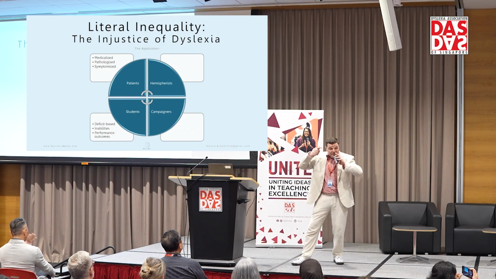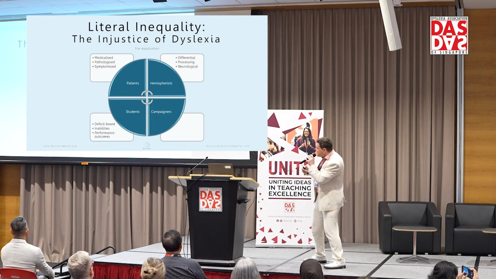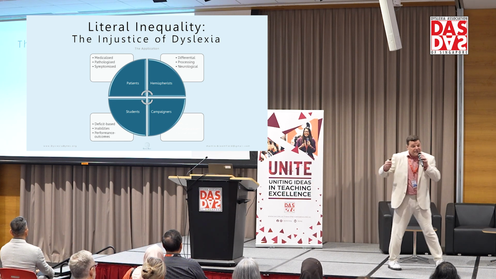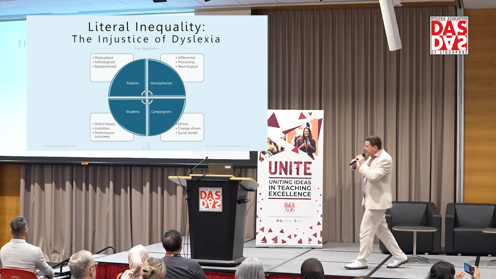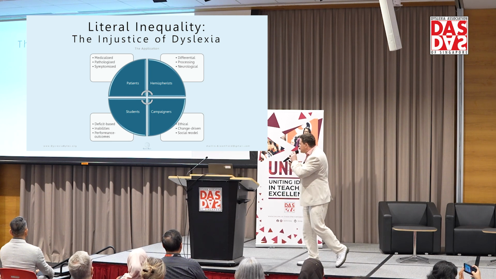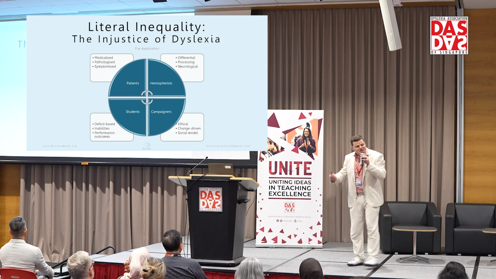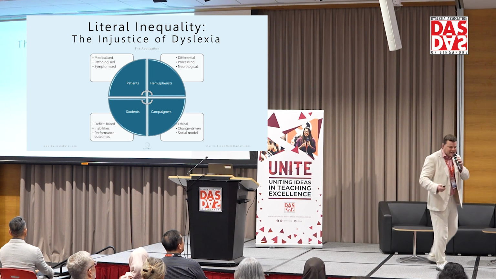Hemispherists take the hemispheres in the brain and describe dyslexia as processing differences, neurological differences. And finally, campaigners take an ethical view. They say, dyslexia exists, what are we going to do about it? That's change-driven, a kind of social model of dyslexia almost.